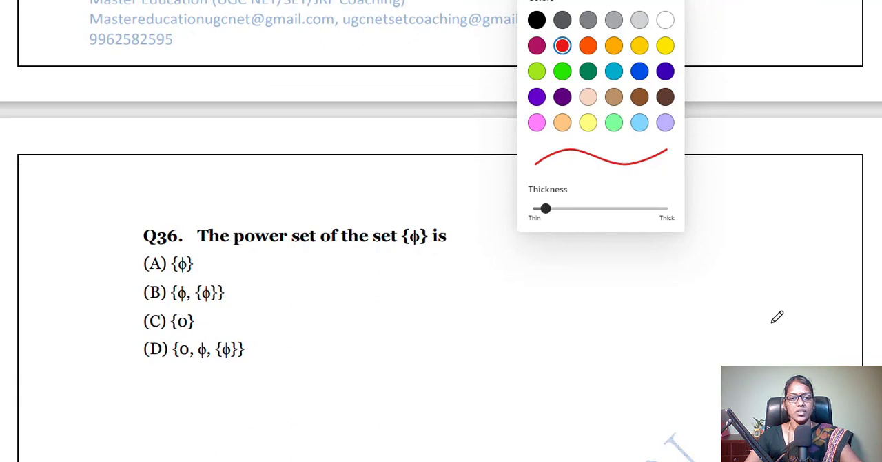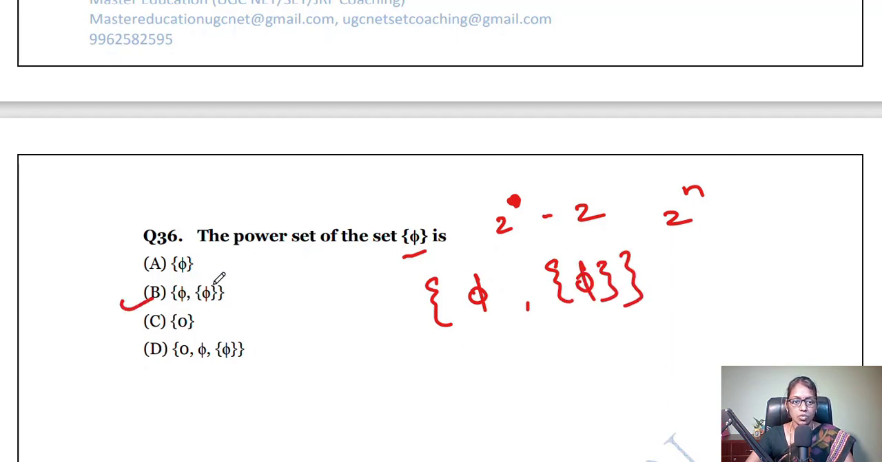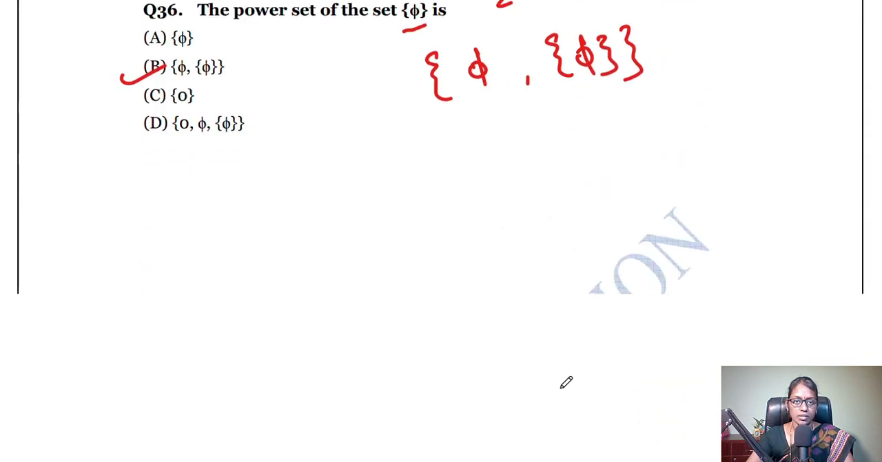And the next question is the power set of the set null. So the power set of null also has an element. The power set has 2 power n elements, where n is the number of elements. Here the number of elements is 1, so 2 power 1 equals 2 elements must be there. So null is one element and another one is again null is one more element. So option B is the correct answer.